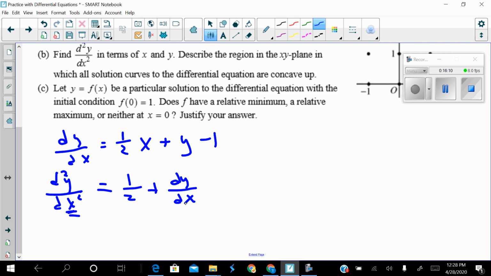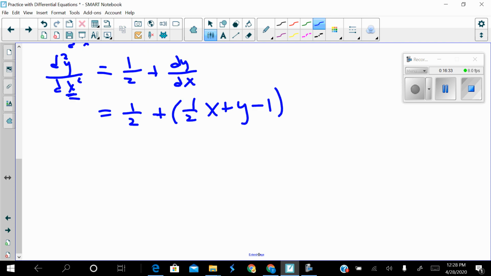Now, they said get the second derivative in terms of x and y. So you can't just leave a dy dx. You have to substitute in. So dy dx is equal to 1/2 x plus y minus 1. So let's clean this up. So our second derivative, if I combine like terms, is equal to 1/2 x plus y. I had a minus 1 and now I have a plus 1/2, so minus 1/2.